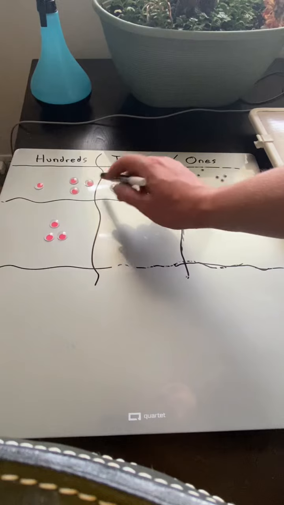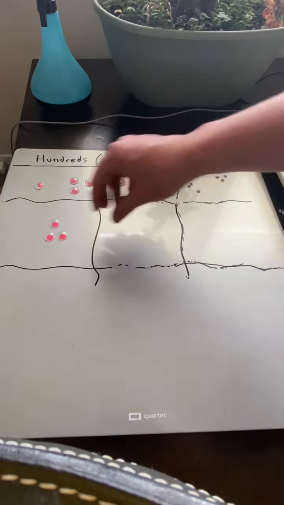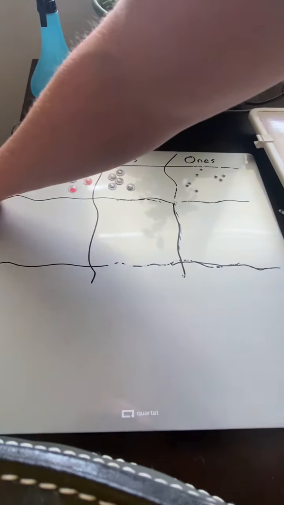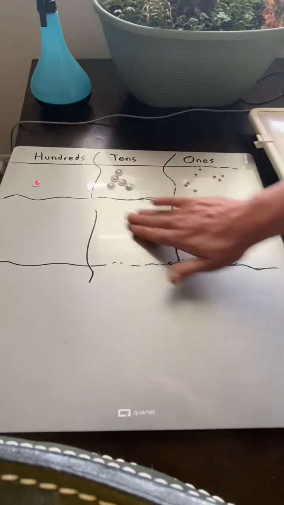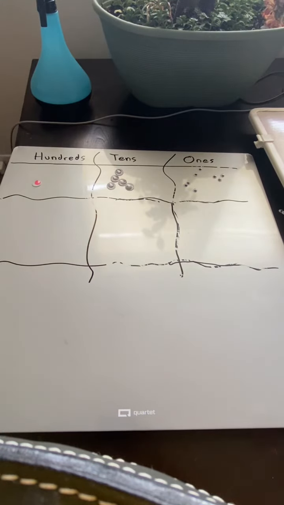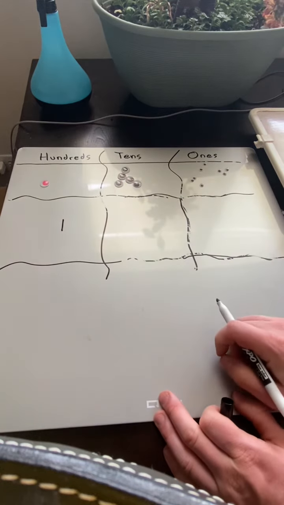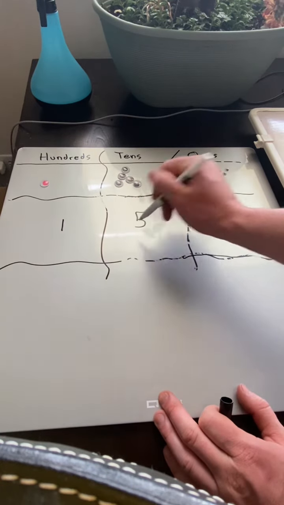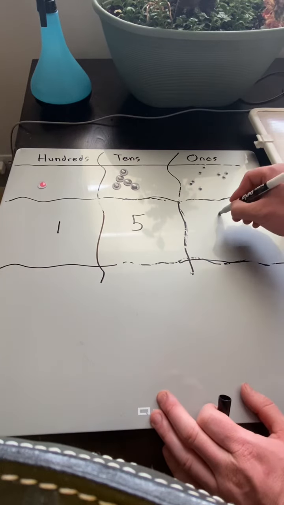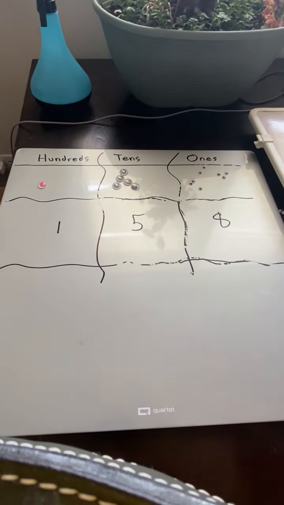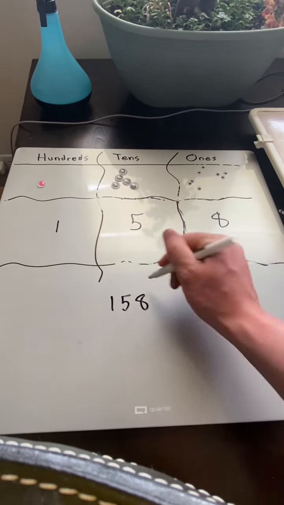Now, this one looks pretty easy. 4 hundreds and 3 hundreds, 4 minus 3. So we're going to remove 3 hundreds and 3 hundreds. Now, let's just write it down. We have 1 in our hundreds place. We have 5 in our tens place, and 8 in our ones place. So what does that give us? 158.